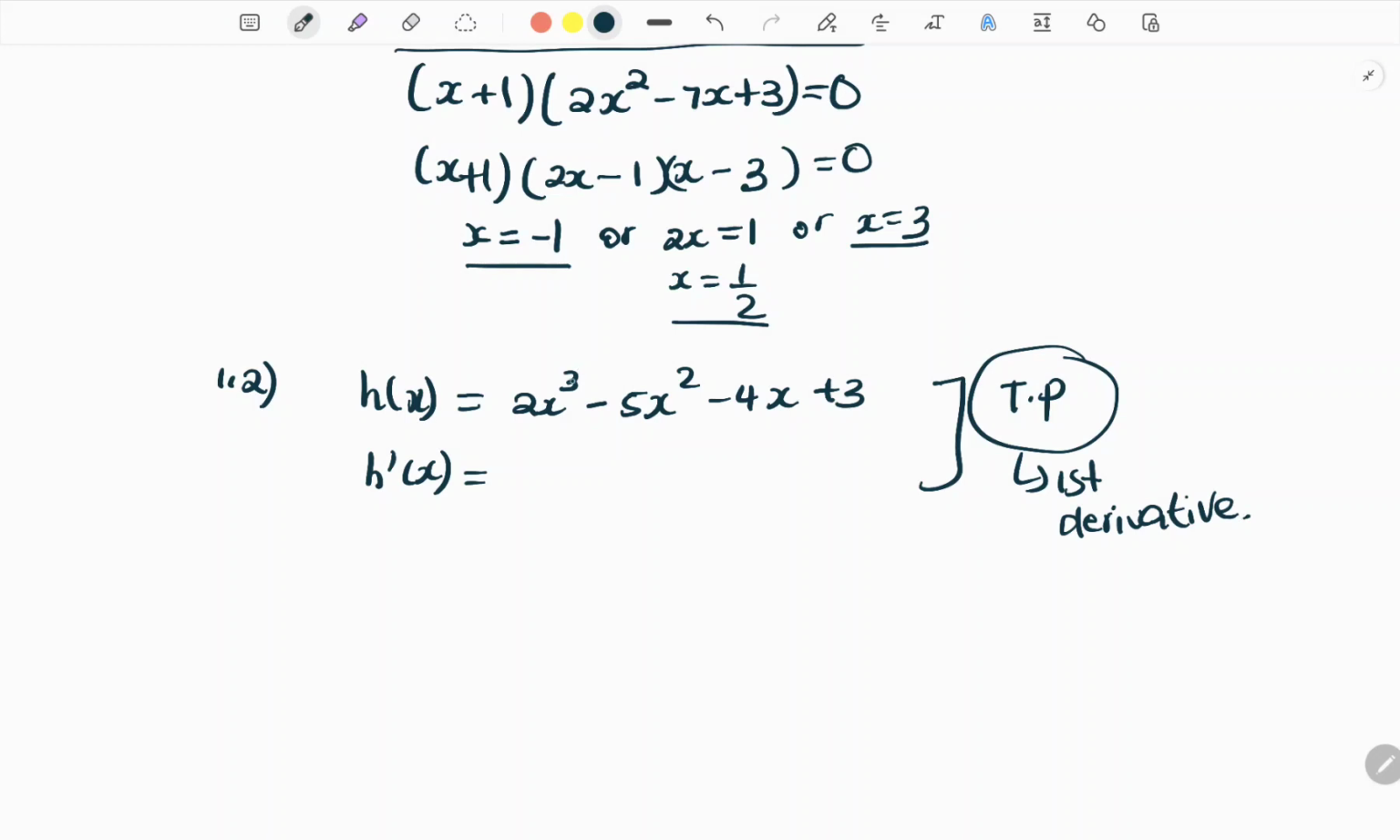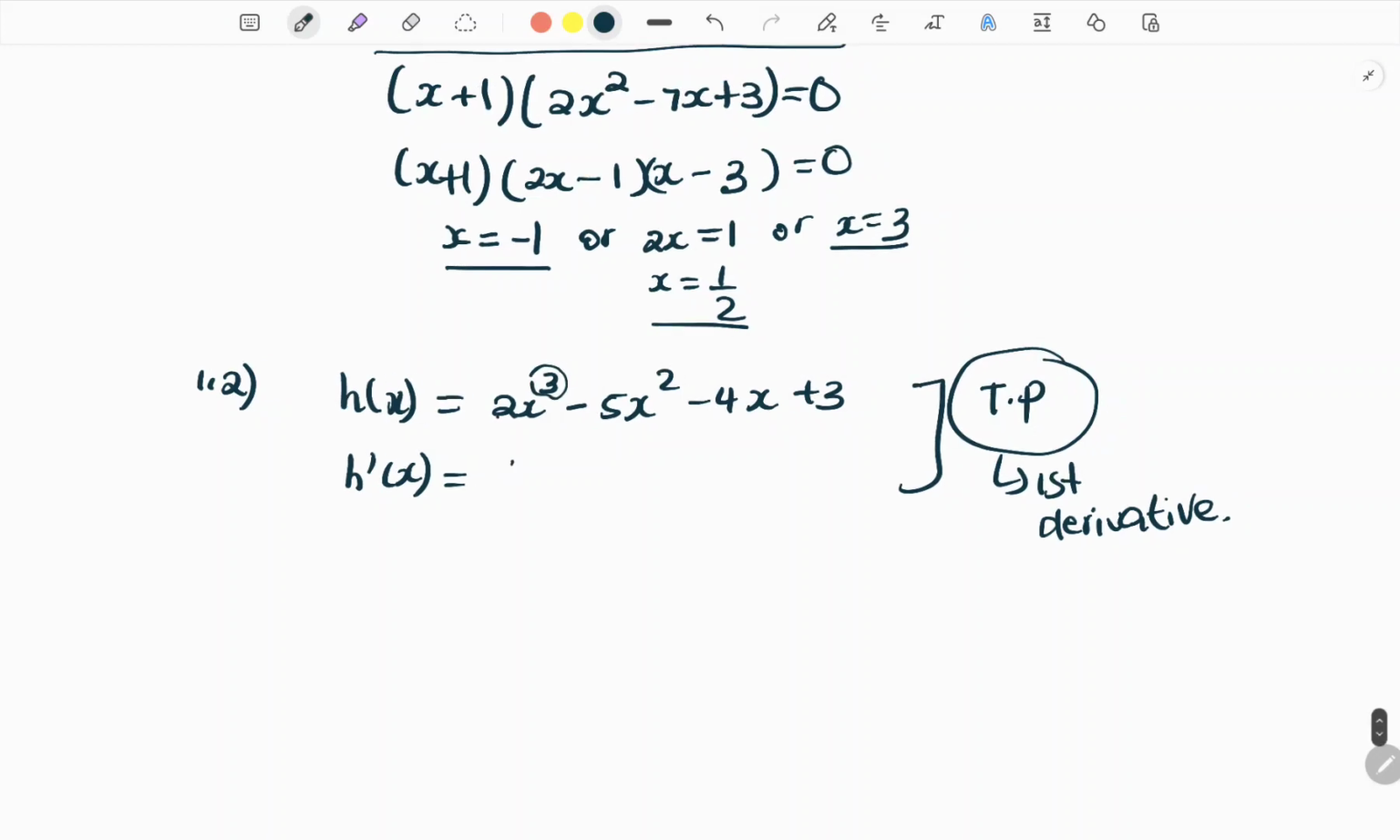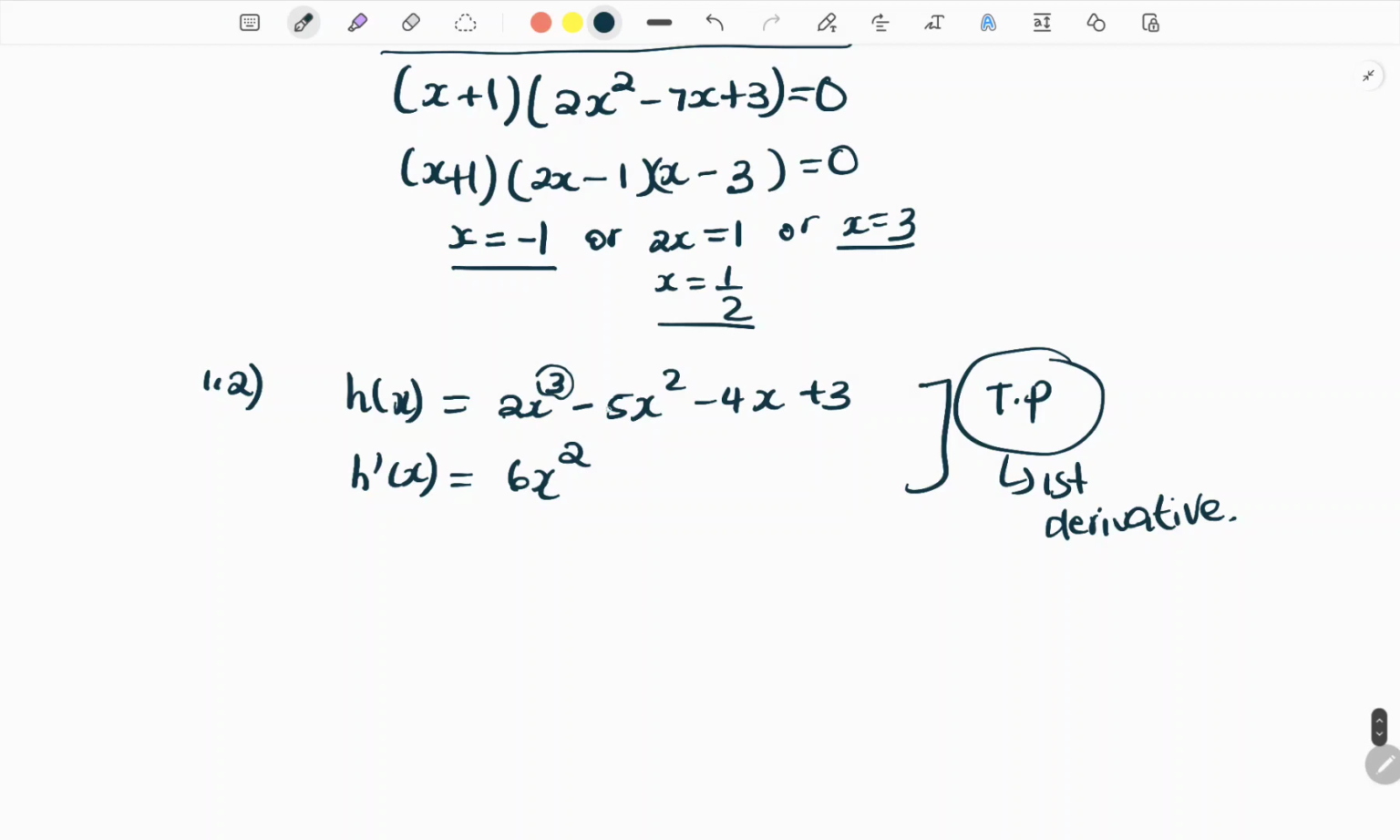So it's going to be 2 times 3. We're multiplying the exponent and this. 2 times 3 is 6. Then you subtract 1 from the exponent, which is 2. Then negative 5 times 2 is going to be negative 10x. Then for that one, the answer is just negative 4.